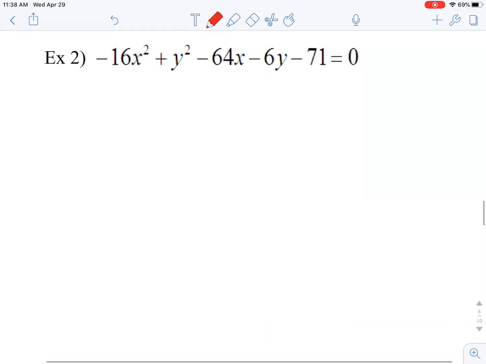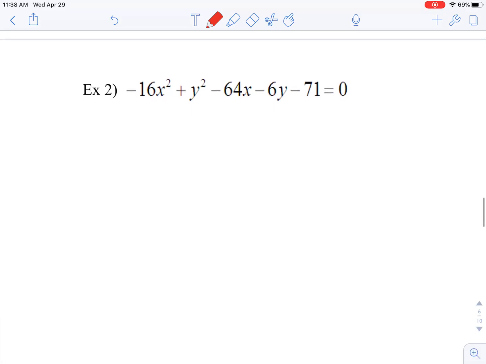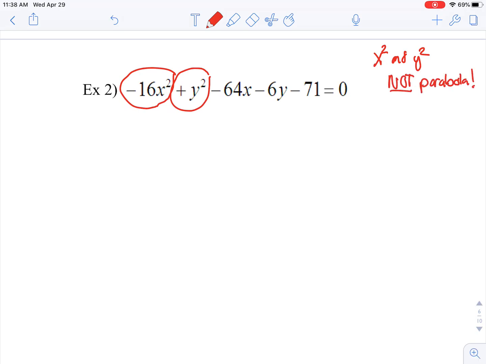Okay, so now when we look at this one, there's a couple of things we need to look at here. Number one, it's obviously not in the form that we're familiar with. But number two, we also need to be able to recognize what type of conic section this is. So there's a couple of things I want you to look for. The fact that we have both x squared and y squared tells us that this is not a parabola. Remember that parabolas only have one squared term in them.